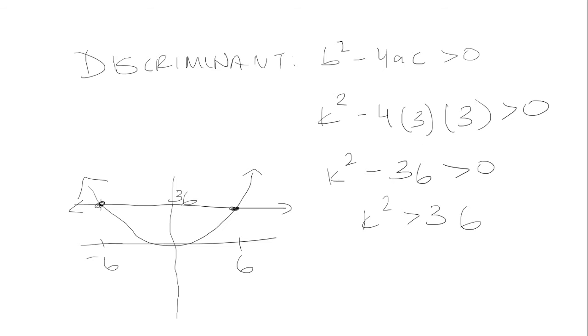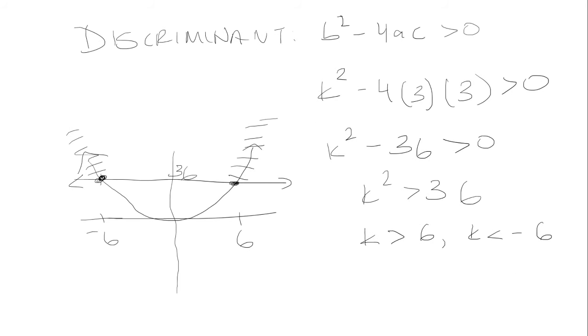So we're looking for when x squared is greater than 36. That's everything above here. So clearly x has to be greater than 6 or x has to be less than negative 6. So we're going to do it in terms of k. k is greater than 6 or k is less than negative 6.